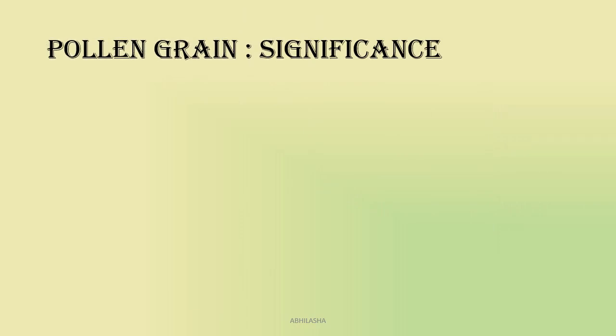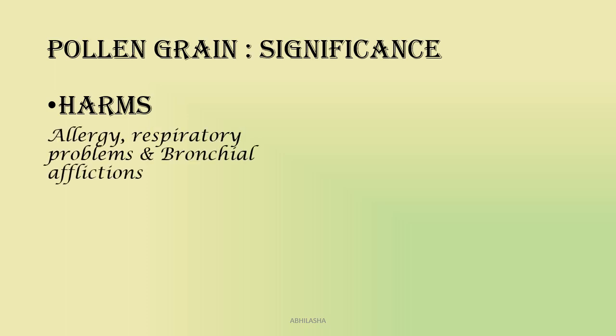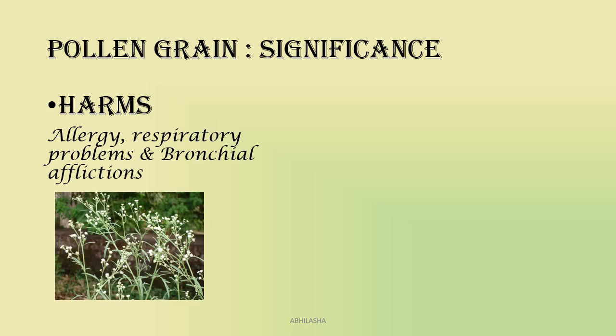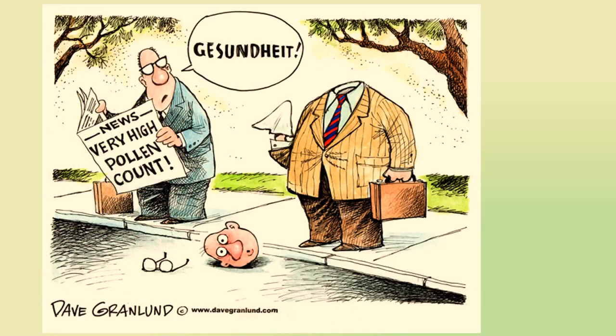But before we end, a few words about the significance of pollens. First, the bad news. Pollens lead to allergies, respiratory problems and bronchial afflictions. You recognize this plant? This is Parthenium or carrot grass. It came to India accidentally as a contaminant with wheat, and now not only is it difficult to control, its pollens are a nuisance during blossoming season, leading to allergies. For some people, the pollen season is very difficult.